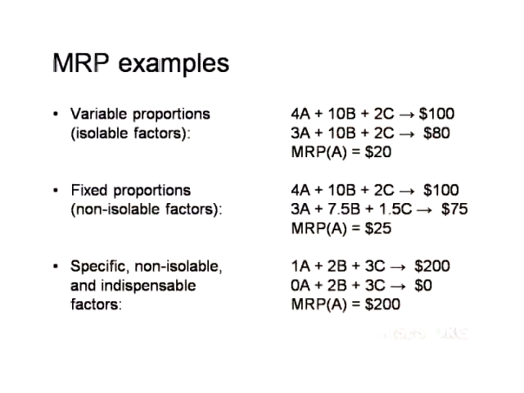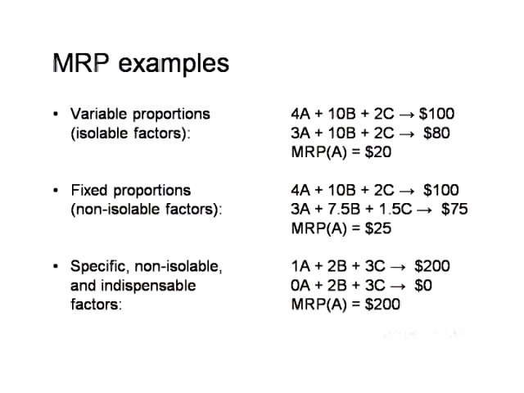Again, start with the same case. If it takes 4A, 10B, and 2C to produce $100 worth of stuff, and you go down to 3 units of A, then you might as well only have 75% of B, 7.5 units, and 1.5 units of C, because the additional 25% of B and C is useless without the additional 25% of A. So by combining reduced amounts of A, B, and C in the same proportion, you can produce $75 worth of output. Then the marginal revenue product of factor A is $25 rather than $20.